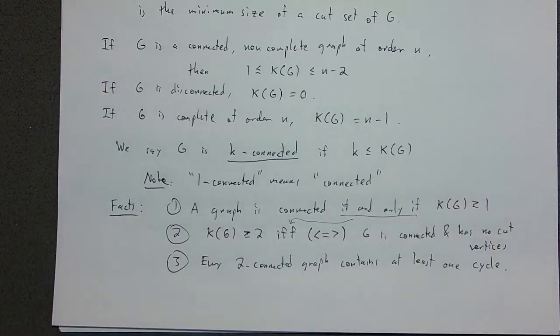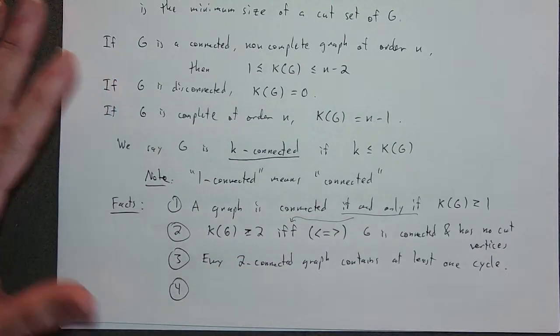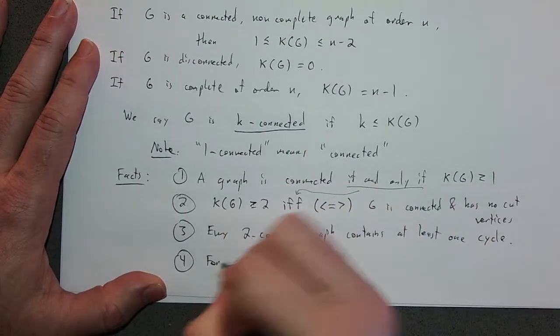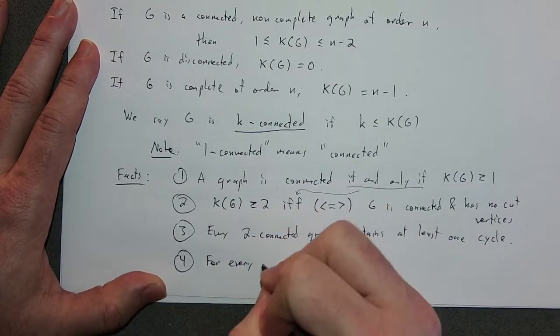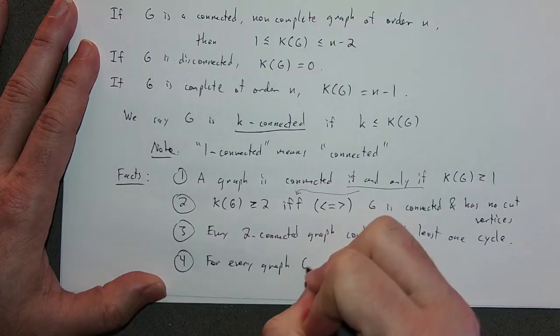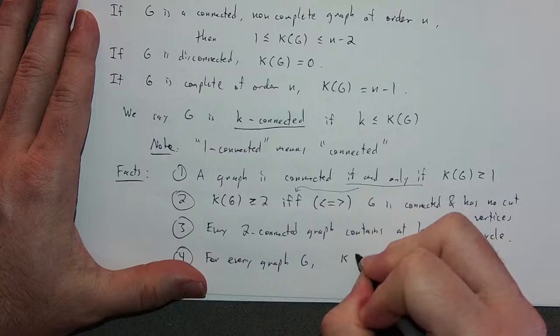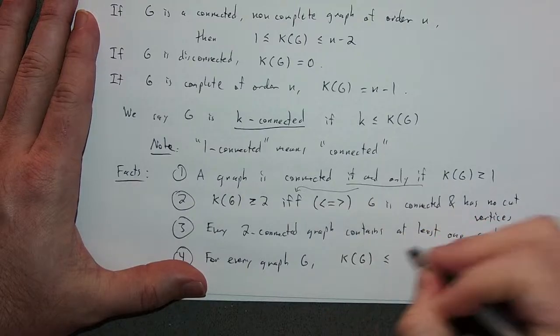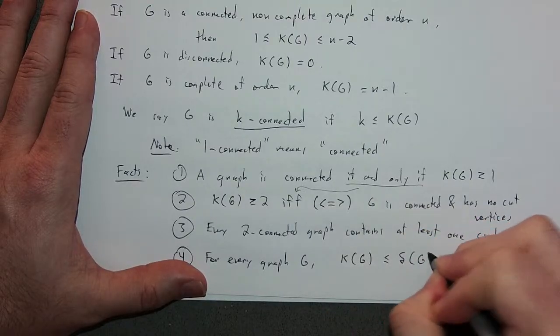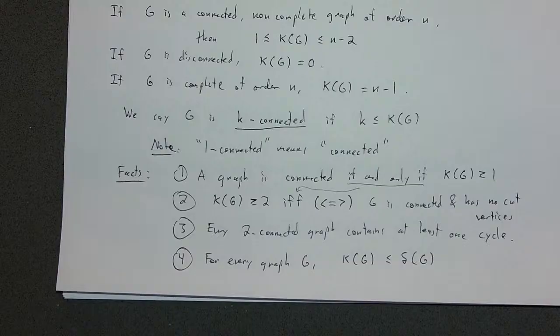Interesting. I remember our definition of cycles from yesterday. And lastly, for every graph G, the connectivity of G is less than or equal to the minimum degree of G. So again, recall our definition of minimum degree from yesterday's lecture.